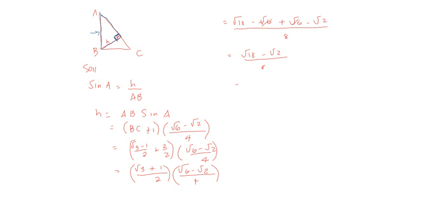18 is 9 times 2. So that's the same as 3 square root of 2 minus square root of 2 over 8. And 3 square root of 2 minus square root of 2 gives us 2 square root of 2 over 8. So if we simplify this, we shall have square root of 2 over 4. So this is the length of the perpendicular H. Square root of 2 over 4. So that concludes the answer to this problem number 11 in AAH question.